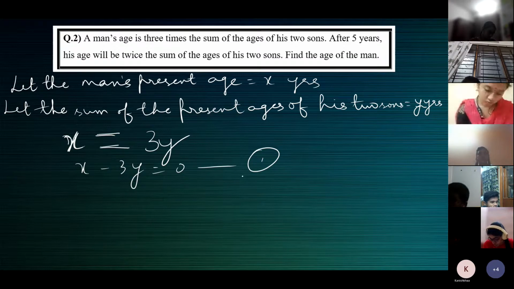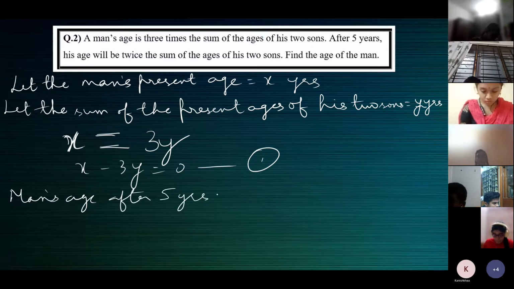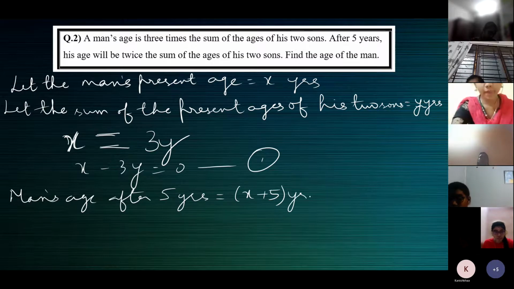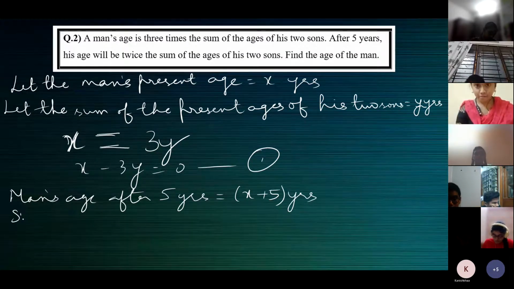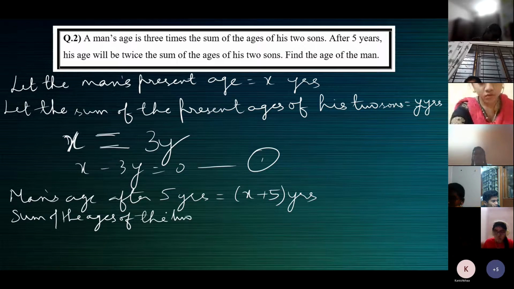After 5 years, so I will not read ahead. After 5 years, man's age after 5 years will be what, children? X plus 5. Yes, very good. Then what will be the sum of the ages of the two sons? Y plus 5.